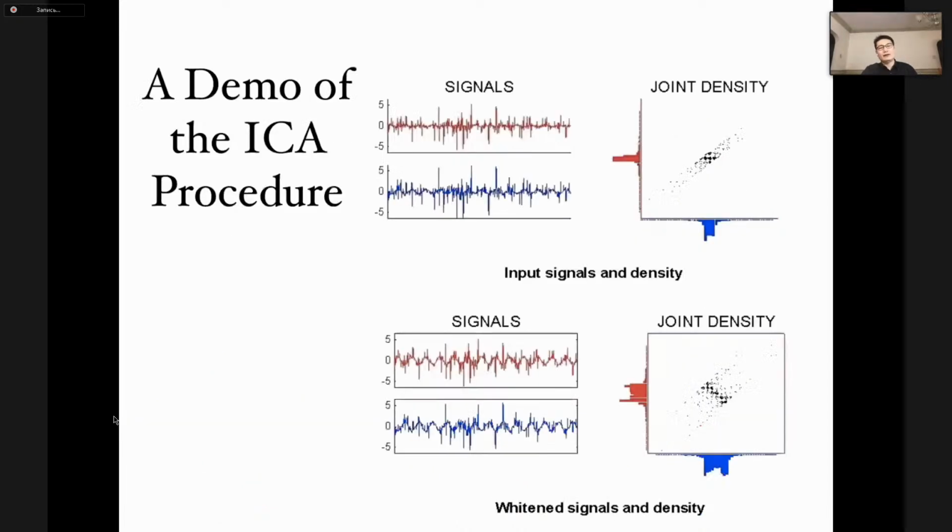And now you can see a demo of the ICA procedure. Right here, we have two observed variables, x1 and x2, and on the right, we have the scatter plot as a way to illustrate the joint distribution of the variables. And then we do the first procedure, whitening. Now they are uncorrelated, and each of them has unit variance.